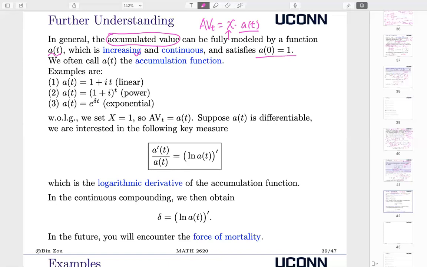Here I give you three possible examples: a linear function, a power function, and an exponential. Each corresponds to one form of interest. The first one is obviously simple interest. The second one is compound interest. The last one is continuous interest. Of course, there are many, many more choices. You have studied a wide range of functions which are increasing and continuous. In fact, any combination of those is still a candidate, so you don't have to be either one of the forms. For example, let's say I can give you this.